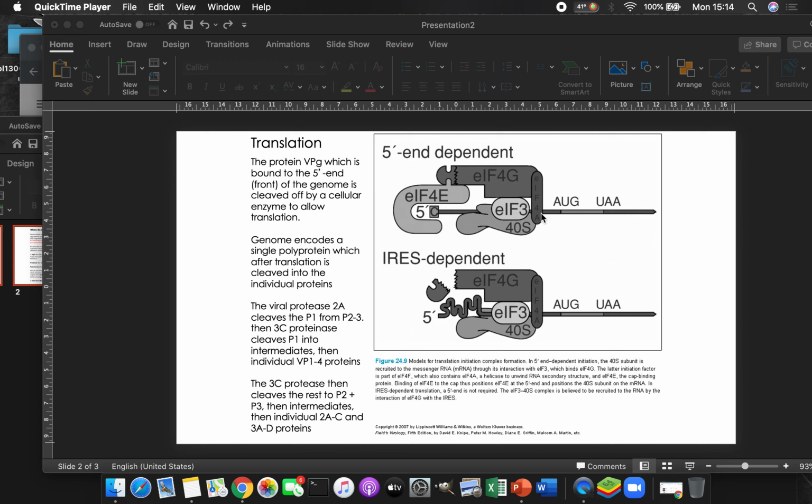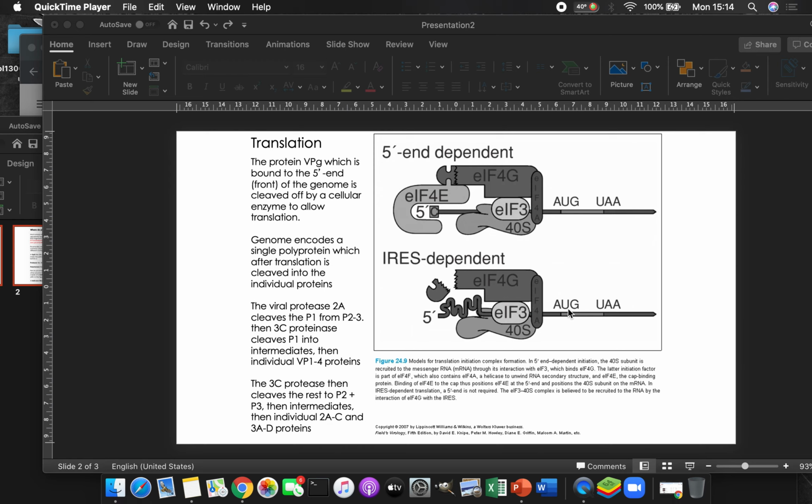And here you can see some of the other parts. Factor 4A is shown here. This is that helicase. And here's factor 4E, and there's the 40S, so the small ribosomal subunit. And once this all locks into place at the AUG initiation codon, the start codon, then the large subunit, which is going to be called 60S, comes along, and that will actually start the translation. So that's the point at which we actually start making protein.